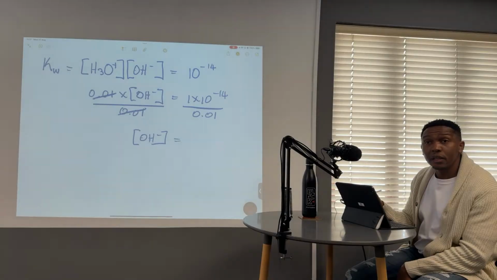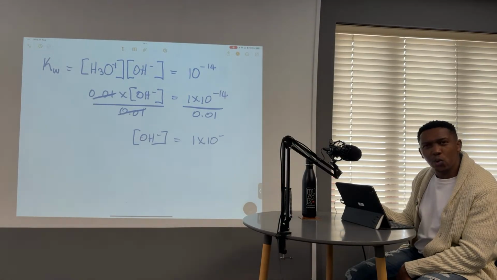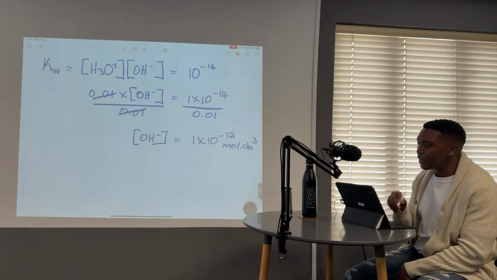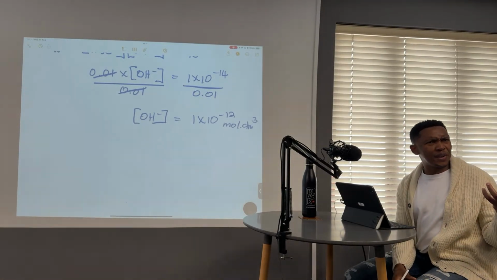So, what was the concentration of our hydroxide ions? It was 1 times 10 to the power negative 12. Okay, 1 times 10 to the power negative 12. And because this is concentration, that's in moles per cubic decimeters. What did we just find?